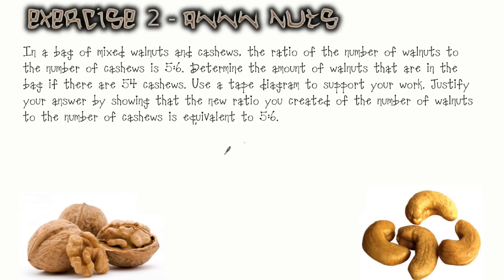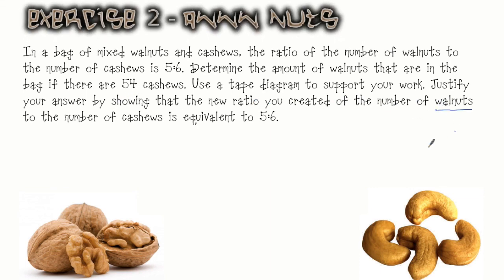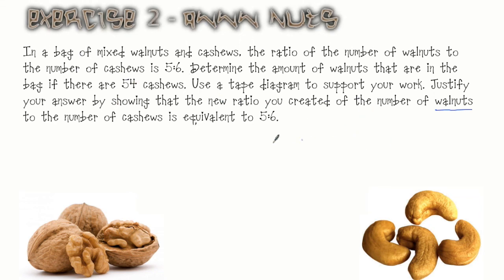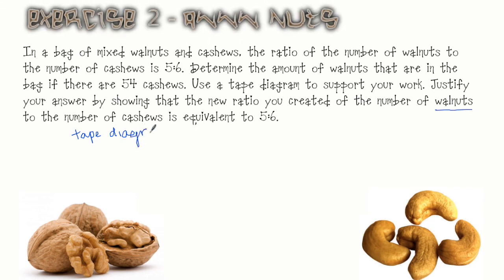Then this last problem, I want you to go ahead and try on your own, and this is where you are actually going to try to find that missing number of walnuts to figure out how many walnuts would be in the party mix if the ratio is 5 to 6. So yes, I do want you to do your tape diagram to show a picture of what's going on.